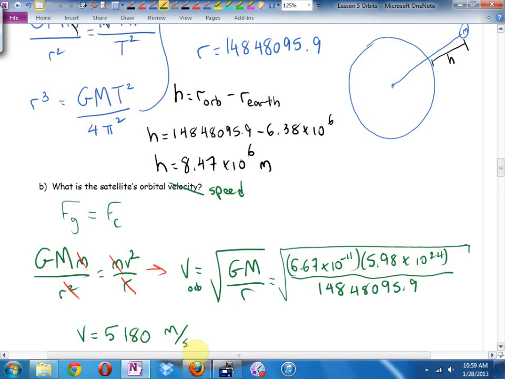So, Dylan, here's the question. Is this satellite moving? Yes or no? Yes. Does it have mass? Yes or no? Does it have kinetic energy then? Yes or no? In fact, a fair bit of kinetic energy. A half mv squared, where this v is pretty big. Where'd that kinetic energy come from? Where'd it come from?